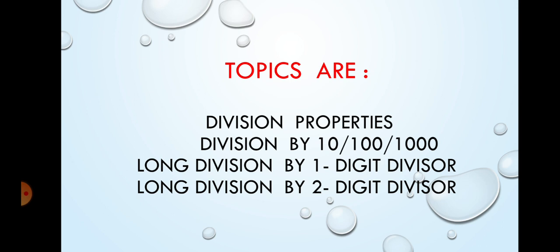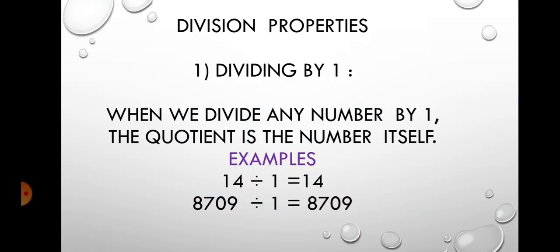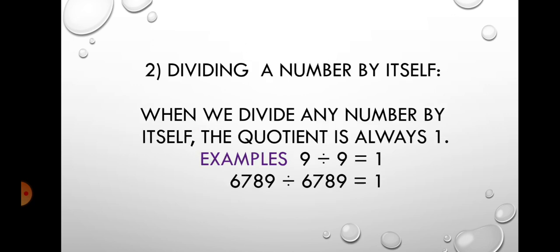Starting with the first topic, division properties. Here, the first property is dividing by 1. When we divide any number by 1, we are going to get the same number as an answer. For example, 14 divided by 1, we will get 14. And in the second example, 8709 divided by 1, we are going to get the same number, 8709.